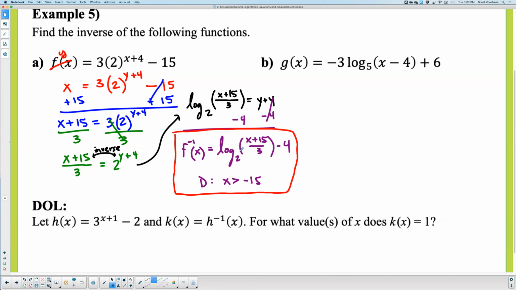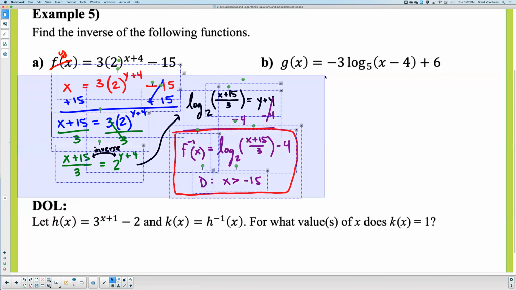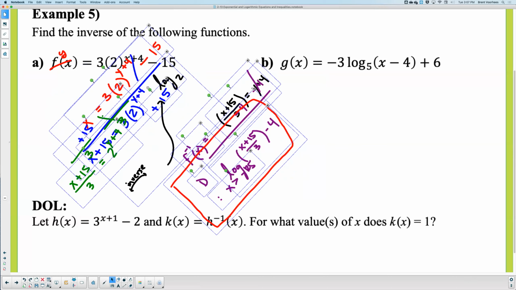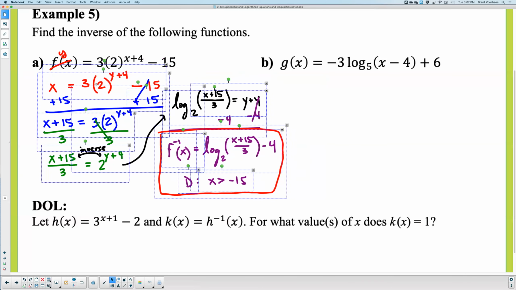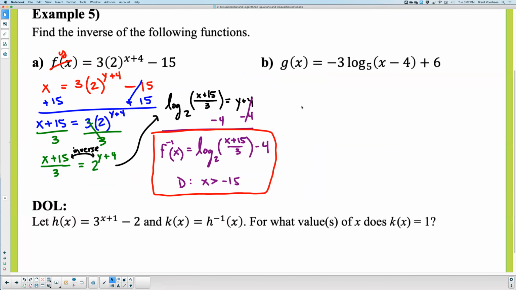You could graph them and see that this is the same as this equation once reflected on the line y equals x. Okay, I'm talking too much. Let's just go look at the next problem. I'm going to slide this over, give myself a little bit more room to work. And now let's work here.